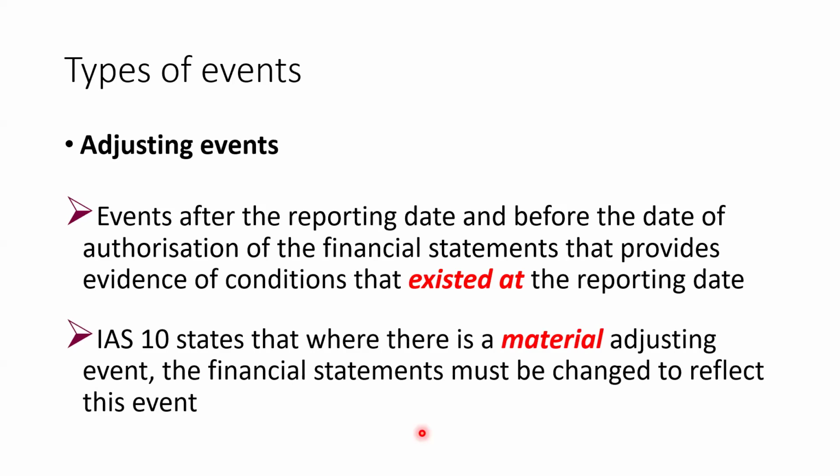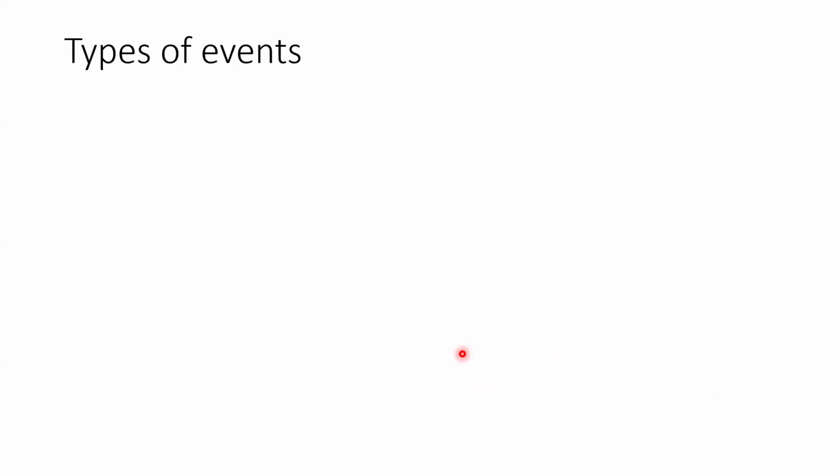IAS 10 states that where there is a material adjusting event, then the financial statement must be changed to reflect this event. So you always adjust the financial statement to reflect these adjusting events if they are material.